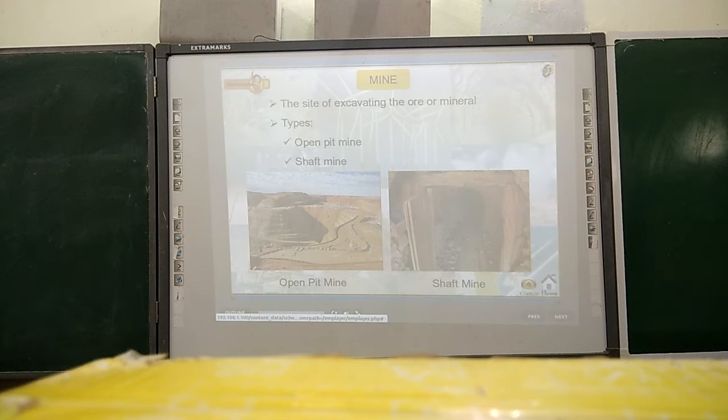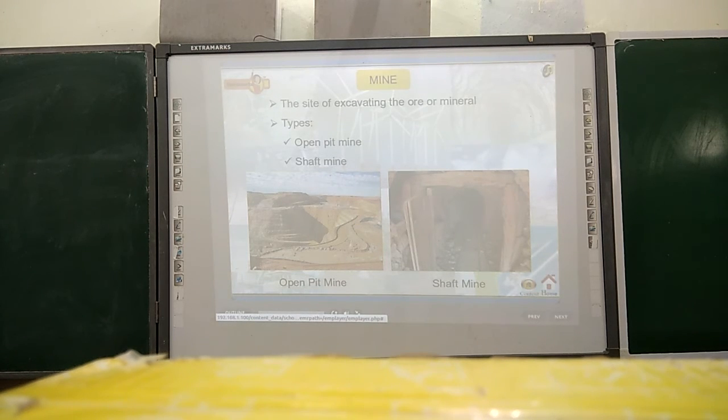One is open pit mine, OPM. Second is shaft mine. You see the difference. Open pit mine means it is only on the surface, how they collect the materials on the surface. A shaft mine means going deeper into the crust and collecting the materials. It is a shaft mine. So what is a mine? A mine is a site where the minerals are excavated.